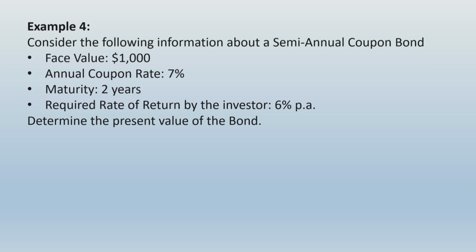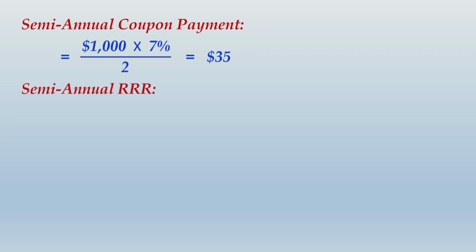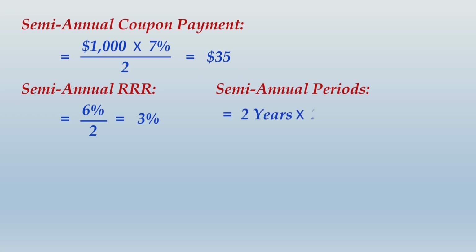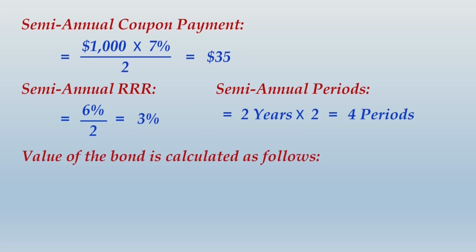Alright friends, I have given you enough time to answer this question, and I am sure you would be ready with the correct answer. So the correct answer will be arrived at by making these adjustments. Semi-annual coupon payment will be $1,000 into 7% divided by 2, that will be $35. Semi-annual required rate of return will be half of 6%, that will be 3%, and semi-annual periods will be 2 years into 2, that is 4 periods. Considering all this, the value of the bond will be computed in this way.